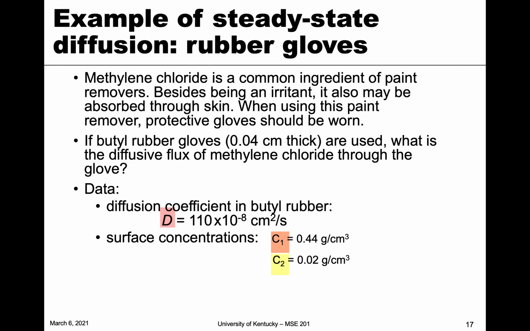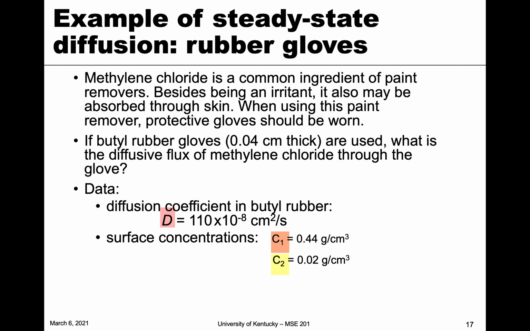All right, so let's think of a situation where this steady state diffusion may be a good approximation. Let's think about lab gloves or rubber gloves that you use either around the house or in the lab when you're doing experiments. The idea of the rubber glove obviously is to keep chemicals away from your flesh, away from your hands. So the specific example here is methylene chloride. This is a common paint remover. It's also an irritant, and so it can absorb through the skin and cause irritation. And so you want to use gloves to protect you from that.